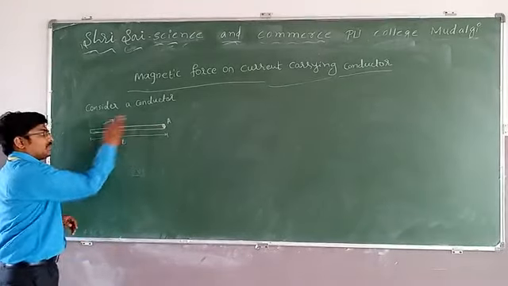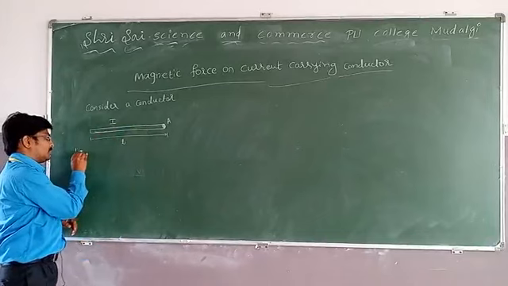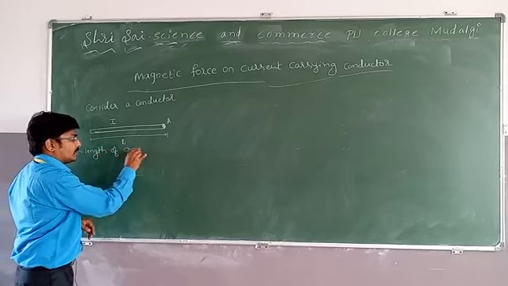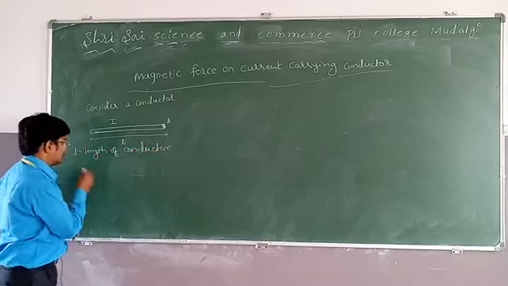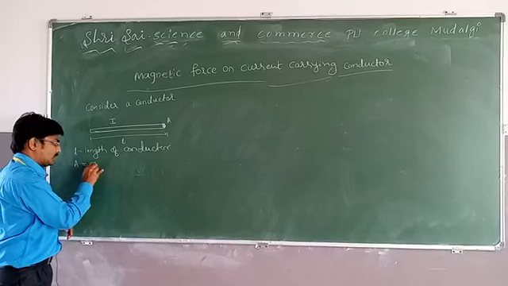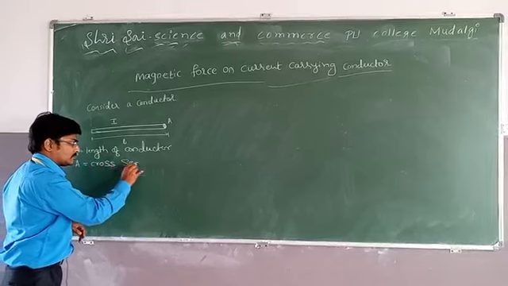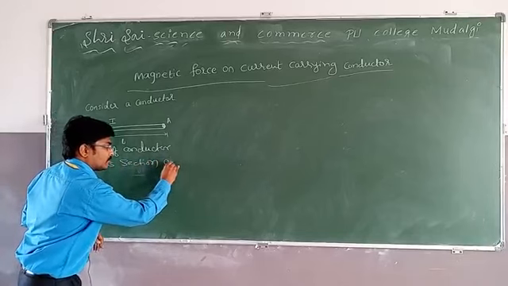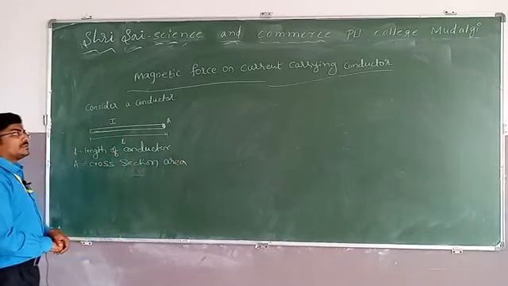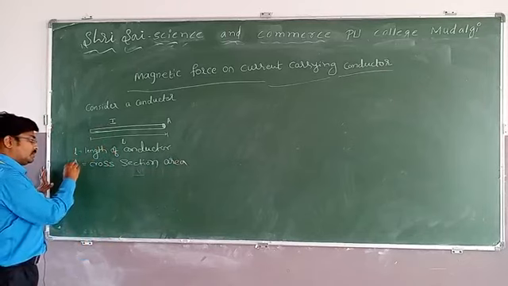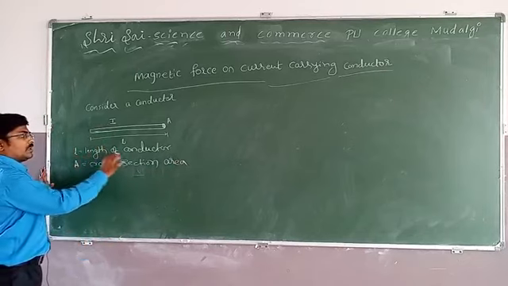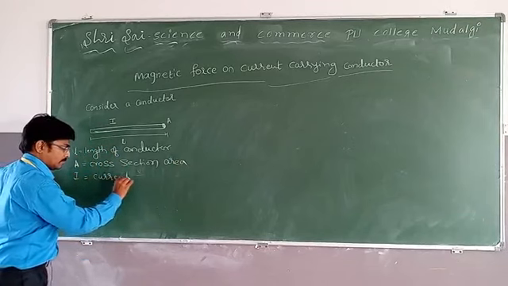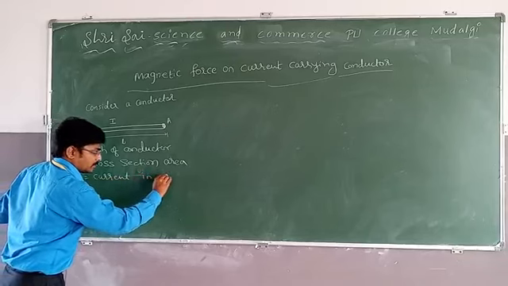See, the same thing I will write here. L is the length of the conductor. A is the cross section area. I is the current in the conductor.